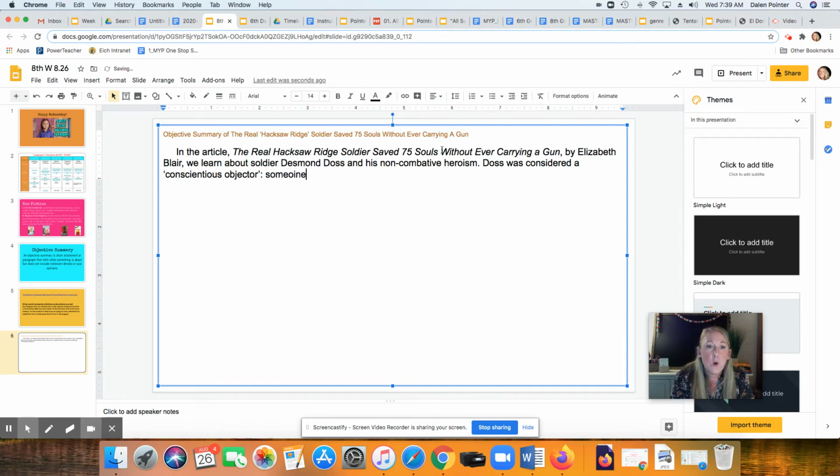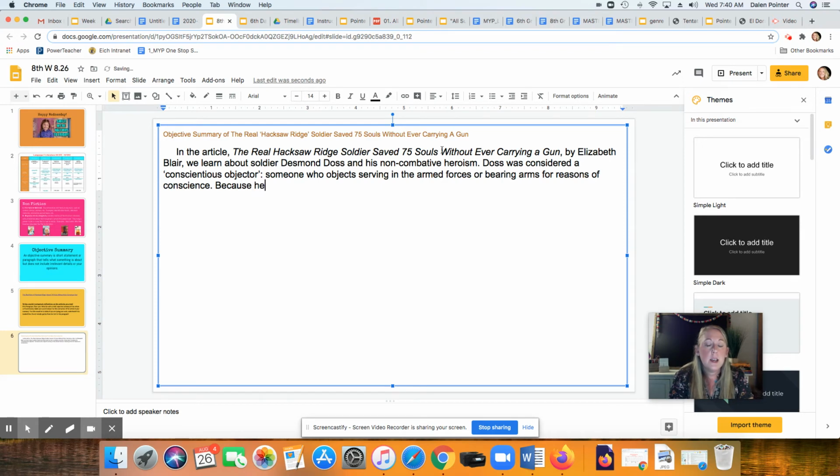And that is someone who objects to serving in the armed forces or bearing arms. And Doss didn't object to being in the armed forces because he joined, but he just didn't want to have a gun for reasons of conscience. And that means he didn't believe in violence, okay?